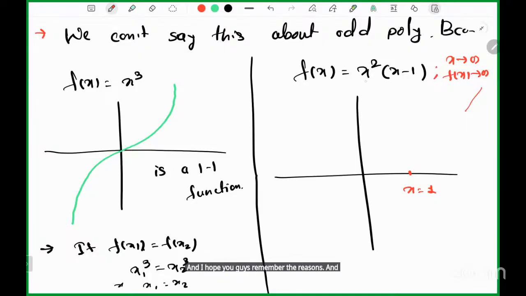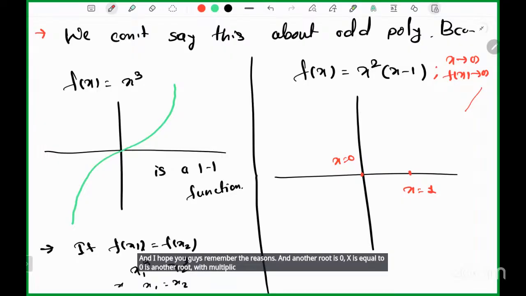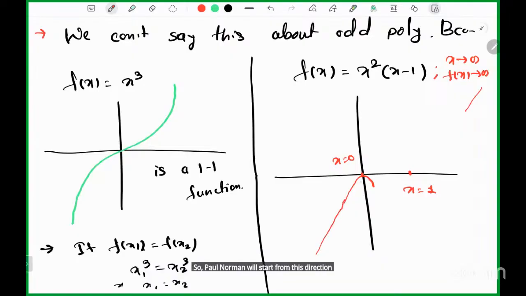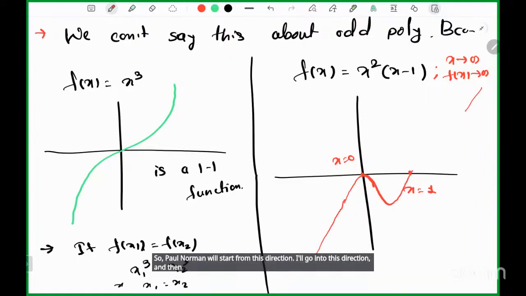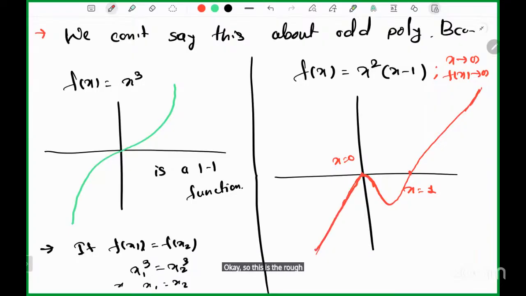And another root is 0. x equals 0 is another root with multiplicity 2, right? Because here we have x square. So that means here the polynomial behaves like this. The polynomial starts from this direction, goes into this direction, then turns around and goes into this direction. Okay, so this is the rough graph of this polynomial function.